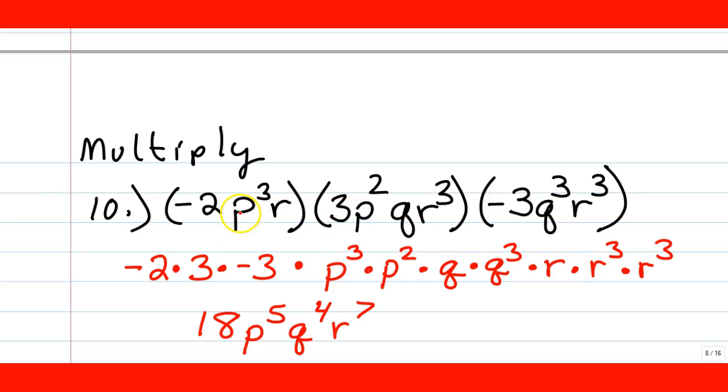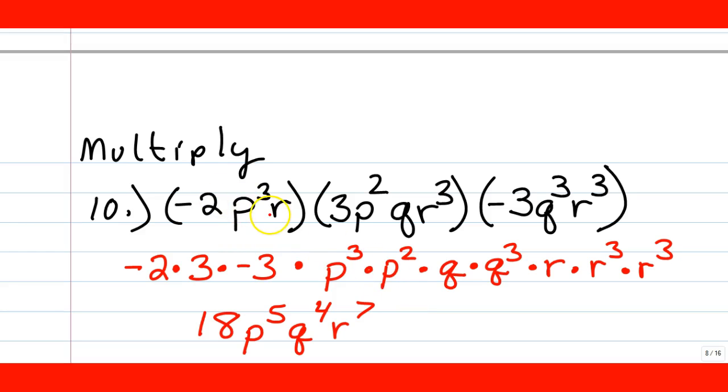We have 3 variables from the first term for p, so p to the third power. For p in the second term, we have p to the second. And then for the p's in the third term, we have none represented. So we have p to the third, p to the second. When we're multiplying together variables, we sum together their exponents. So we end up with a 3 plus a 2 to make a p to the fifth power.